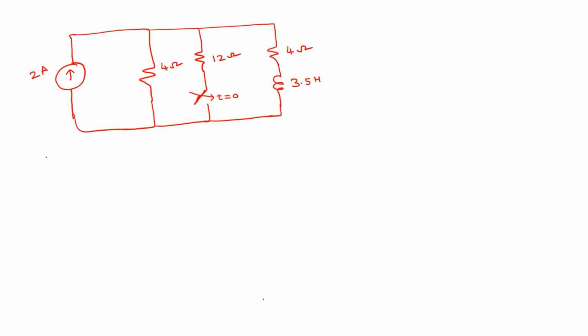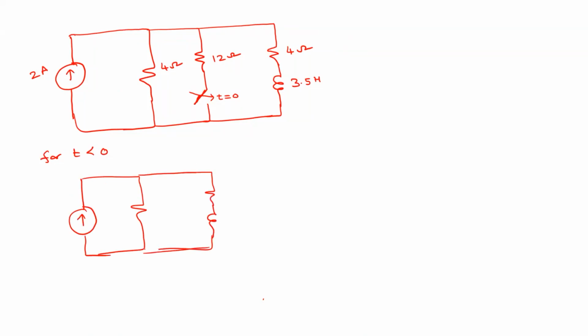So the switch is open, so for t less than 0, the circuit will be something like this. You have a current source here, and the other branch is not there, so you have only one inductor. So this is the circuit: 2 ampere, this 4 ohm here, this 4 ohm, and this 3.5 Henry. Under steady state, the inductor is short circuited, right? So what is the current through this? 1 ampere, sir. Because both are 4 ohm resistors, the current is equally divided. So I naught equals 1 ampere.